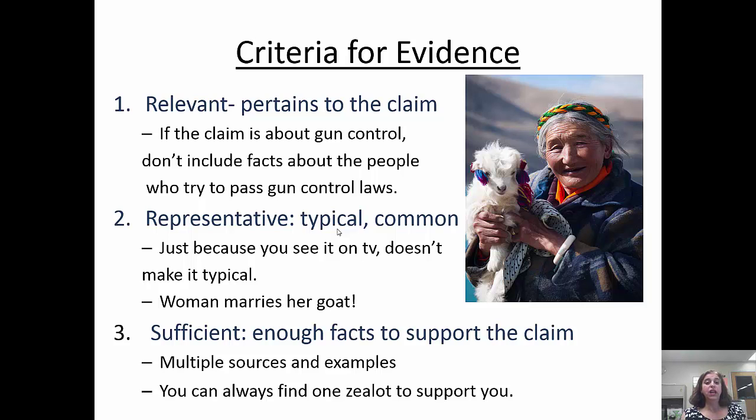For example, if you're writing about gun control, you don't want to include facts about the people who try to pass gun control laws. You want your information to be representative, which means typical and common. Just because you see it on a talk show doesn't mean it's true. For example, if you saw on a show that a woman wanted to marry her goat, that doesn't mean that all women want to marry goats.